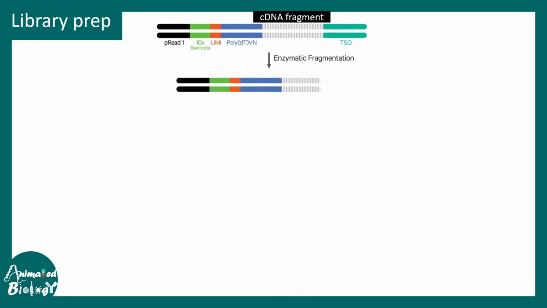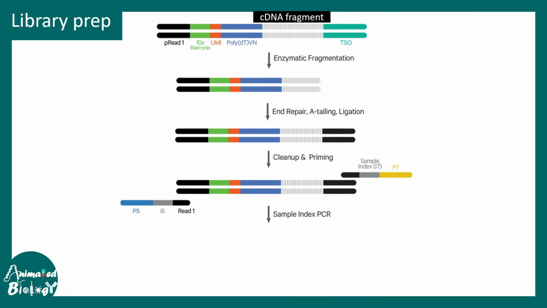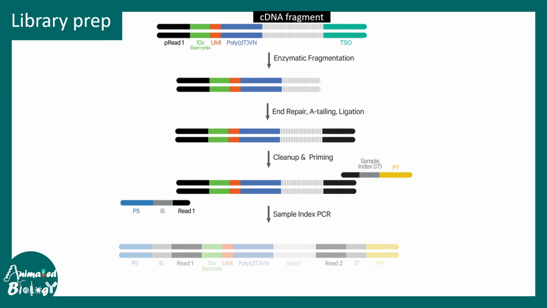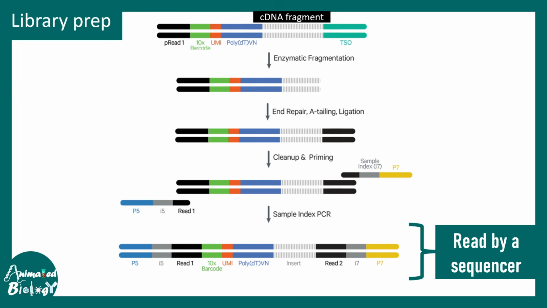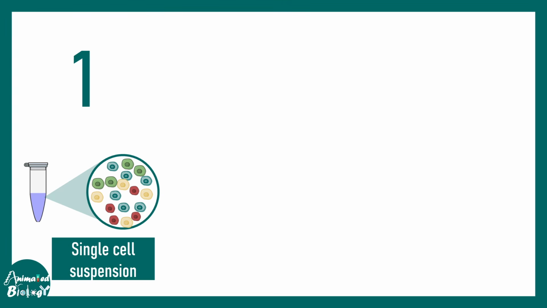So first it would be fragmented with enzymatic fragmentation, ends would be repaired, and ligation of the ends would be performed, followed by a cleanup and priming step. Specific sequencing barcodes would be attached to it, and now this particular thing is ready to be loaded onto a sequencer. Now the next step is to look at the library QC. In this step, one looks at the overall fragment size, and the fragments should have a uniform distribution around 500 base pairs. That's a good library QC.